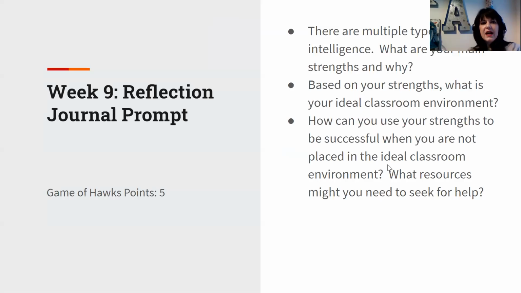Also, friends, if you would like to do this week's journal prompt, here it is. There are multiple types of intelligence. What are your main strengths and why? Based on your strengths, what is your ideal classroom environment? And then how can you use your strengths to be successful when you are not placed in the ideal classroom environment? And what resources might you need to seek for help?